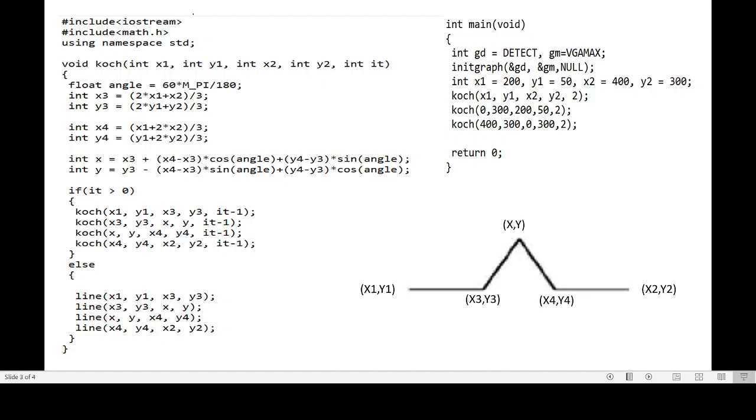This is a built-in function, the line function. Here the first line will be drawn between x1 y1 and x3 y3, the second line from x3 y3 to xy, the third from xy to x4 y4, and the fourth line from x4 y4 to x2 y2. So this one function will be used to draw the Koch curve for one position. If we call this function 3 times, then it will draw the Koch curve at 3 different positions. So this way we can implement the triadic Koch curve.